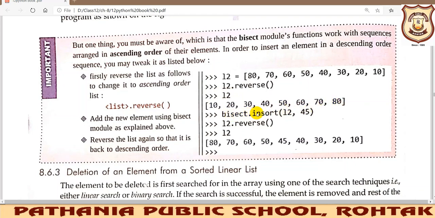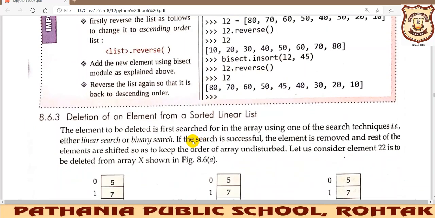Now you can put the element 45 inside this given list L2, with L2 comma 45. So it is now inserting 45 in L2. Then after the insertion has been done, you can reverse the list again so that you get the result in descending order again. So you can do it this way when the list is in descending order. Use the reverse function to reverse it again, and after insertion you reverse it back to its original position. I hope it is clear to you.